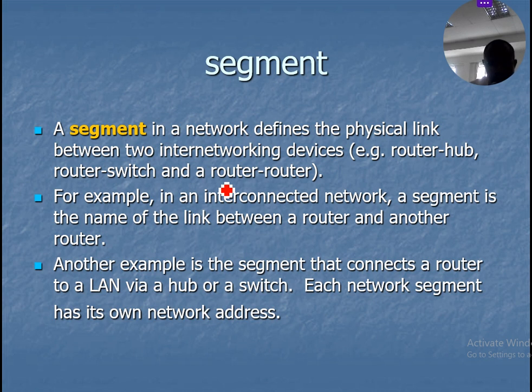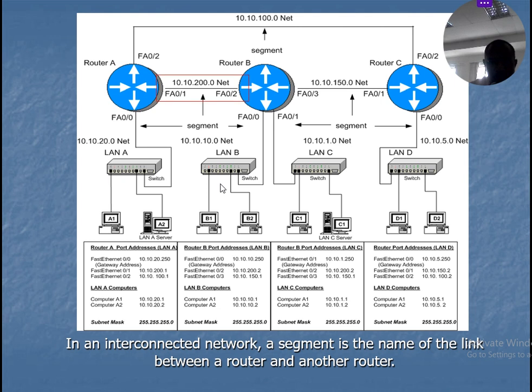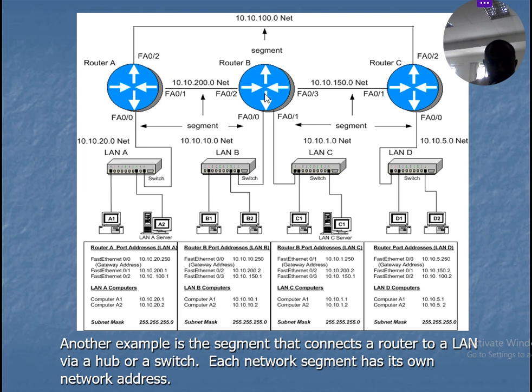Another example is the segment that connects a router to a LAN via a hub or a switch. Okay, we have already explained that. Now let's move on quickly. Here is a segment. You can see this red highlighted. This is a segment connecting a router to a router. This is another segment, a router to a router. This is another segment connecting a router to a router. Then here again we have a segment connecting a router to a local area network, to a switch or hub.